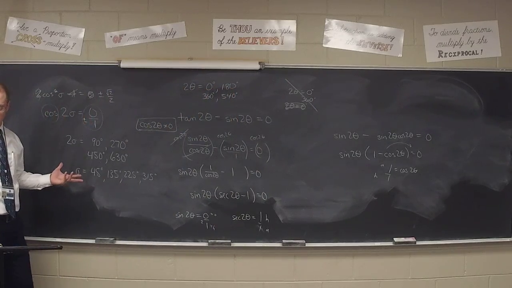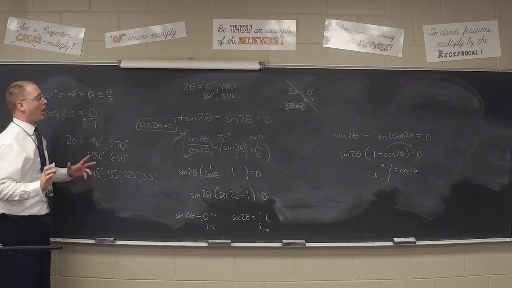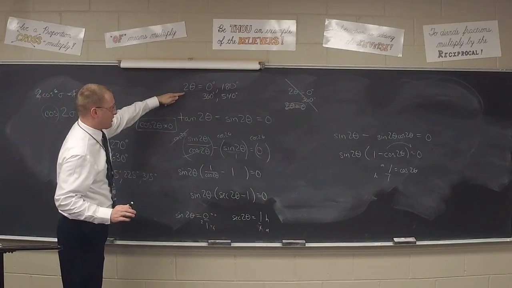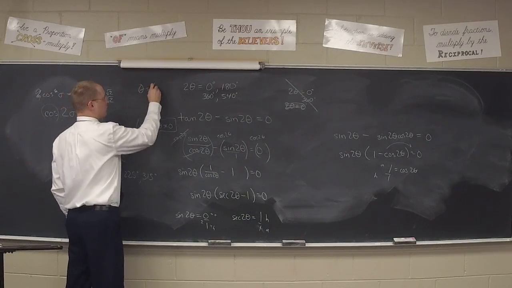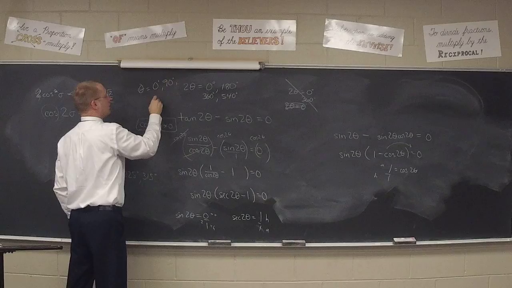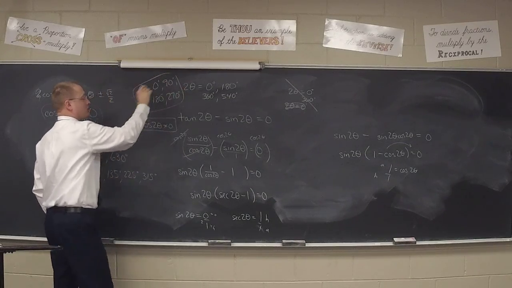Does that make sense? Did I lose anyone yet? I have this weird feeling like I lost somebody. Y'all still with me? All right. That's 2 theta. I just want theta. 0, 90, 180, 270. And there we go, all 4 quadrantals.